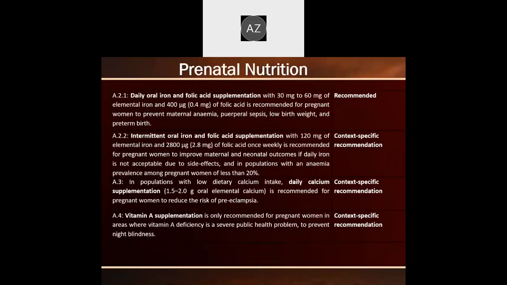Daily oral iron and folic acid, it's called IFAS, supplemental iron and folic acid. This one, 30 milligrams to 60 milligrams of elemental iron. Folic acid, around 400 micrograms or 0.4 milligrams. It's also recommended. This one prevents neural tube defects. Intermittent oral iron and folic acid supplementation is context specific. 120 milligrams, you're increasing the dose.